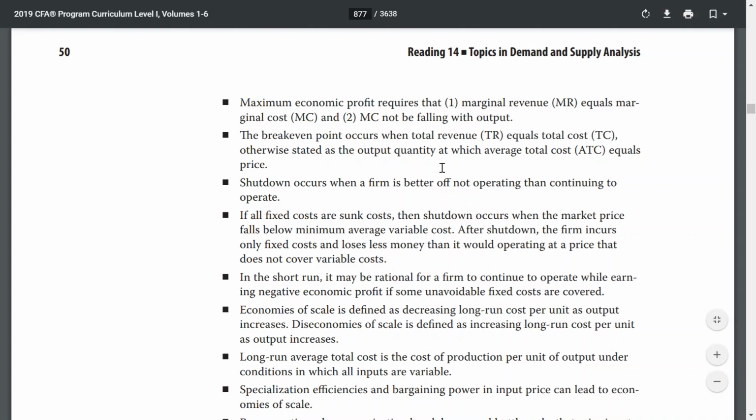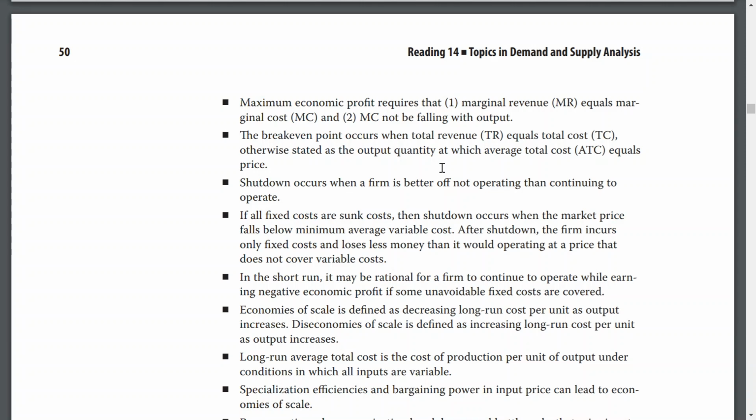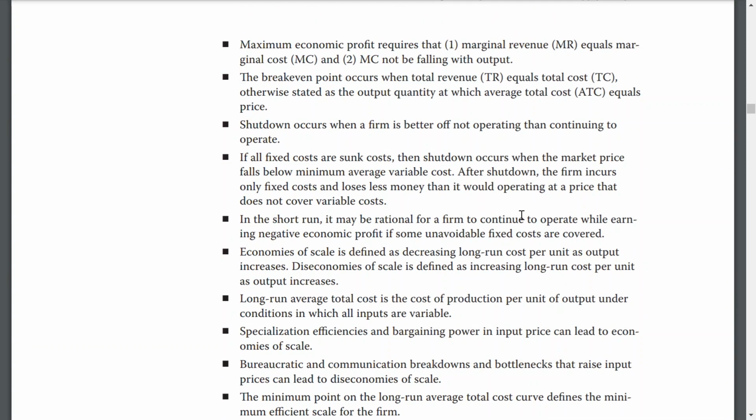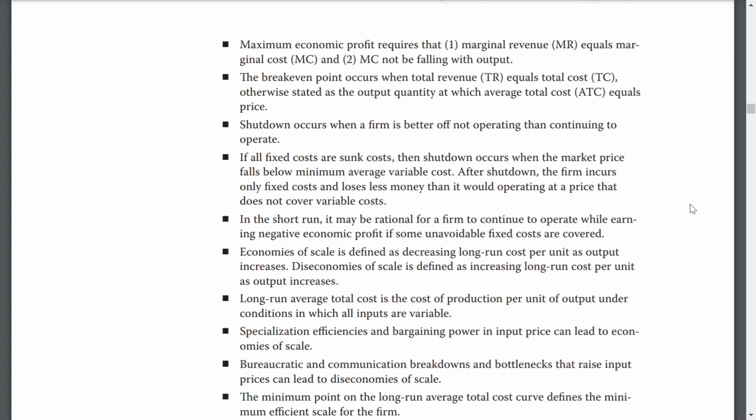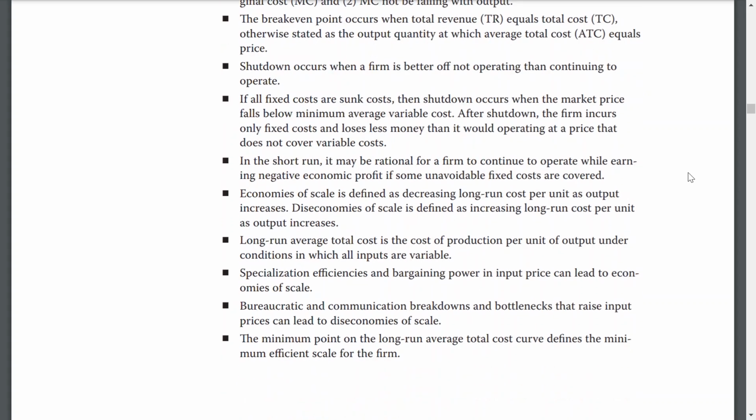The break-even price occurs when total revenue, or TR, equals total cost, TC, otherwise stated as the output quantity at which average total cost, ATC, equals price. Shutdown occurs when a firm is better off not operating than continuing to operate. If fixed costs are sunk costs, then shutdown occurs when the market price falls below minimum average variable cost. After shutdown, the firm incurs only fixed costs and loses less money than it would operating at a price that does not cover variable costs.